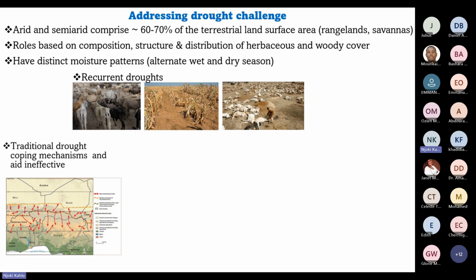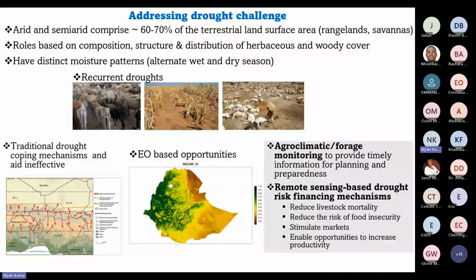And we find that some of the mechanisms that have been applied over time to cope with drought are not working. They have not been effective enough in our communities, and depending on aid has also proved ineffective. So how can we, as a community, the scientists and the people with expertise in scientific applications, derive information that can be useful to our pastoralists and also the government in terms of policy interventions, to provide useful and meaningful information that can be used in addressing forage availability, water resources, and areas where drought is happening, and so on and so forth? If we are able to do that, we have a lot of opportunities.